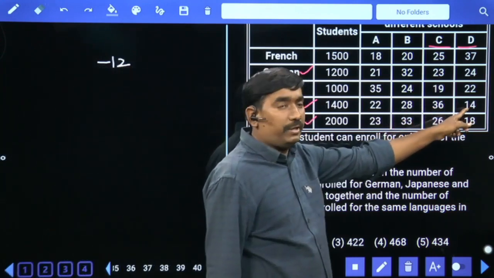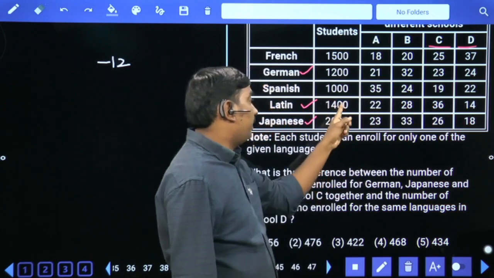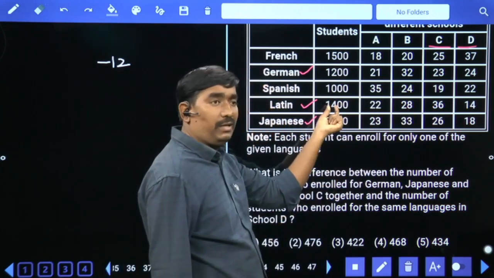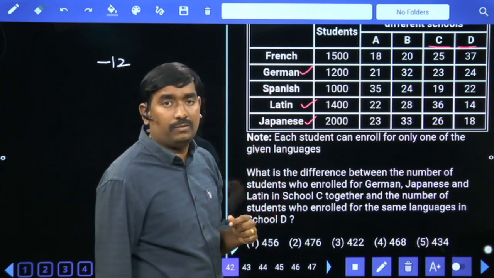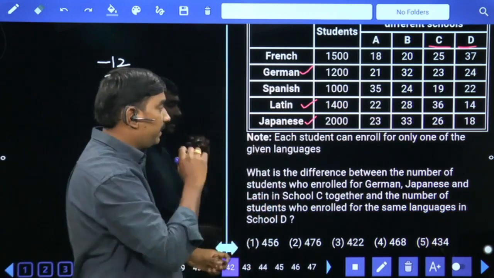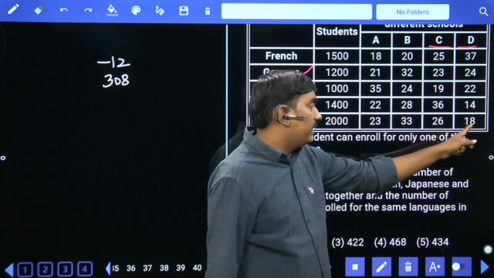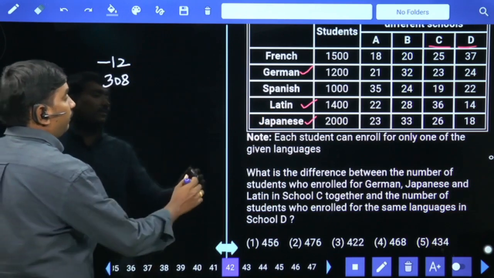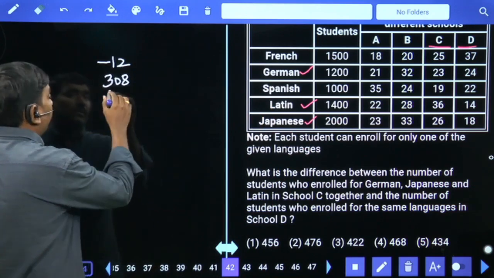36 minus 14 means 22. 22% of 1400. 20% of 280. 2% of 28. 280 plus 28, 308. Japanese. 26 minus 18, 8% of 2000, nothing but 160.